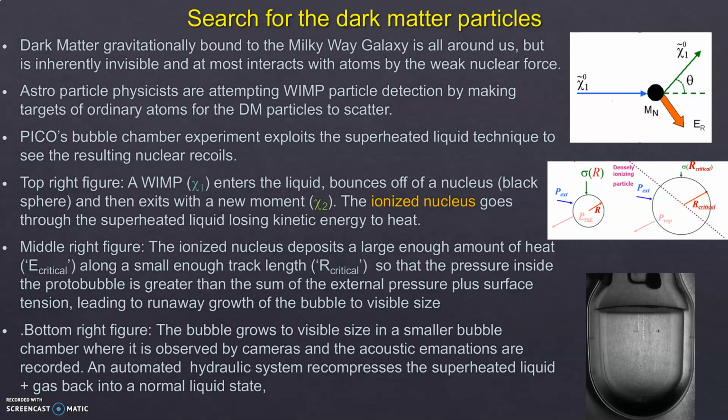A bubble chamber uses superheated liquid inside, which is in a metastable state. So when a particle hits an atom inside, the atom will be ionized and it will cause heat, which will cause a mini explosion inside the liquid. When this happens, the liquid will go into a phase transition, which means it will turn into gas and produce bubbles. And PICO was able to see and hear the bubbles by using cameras and acoustic transducers.